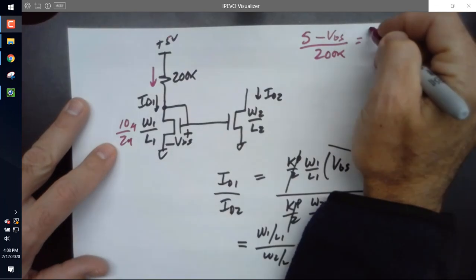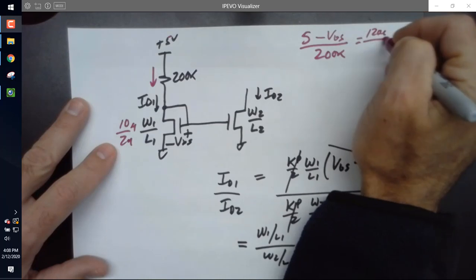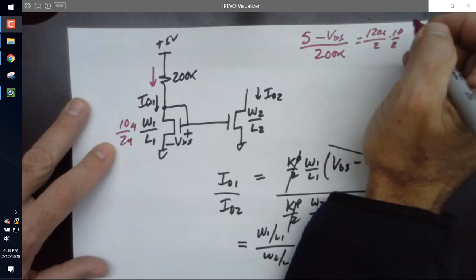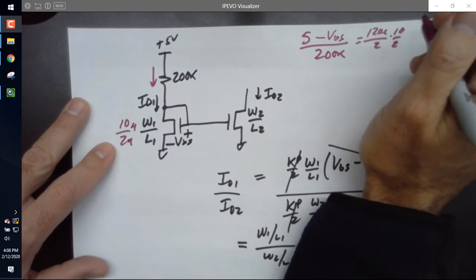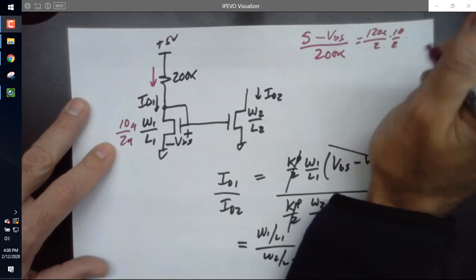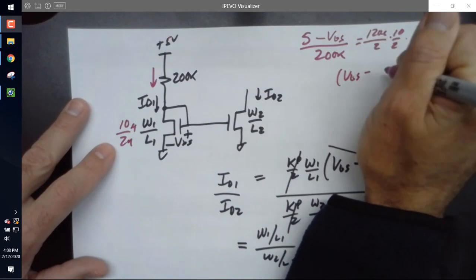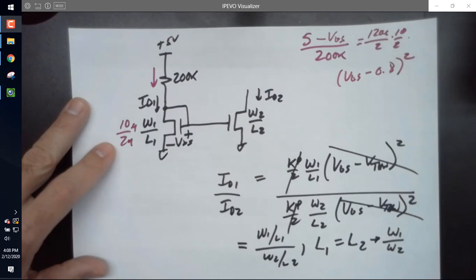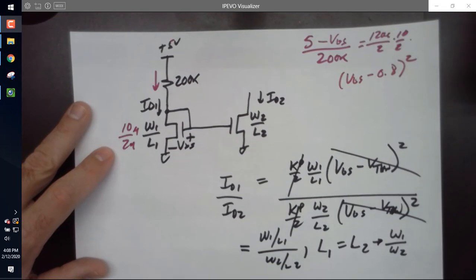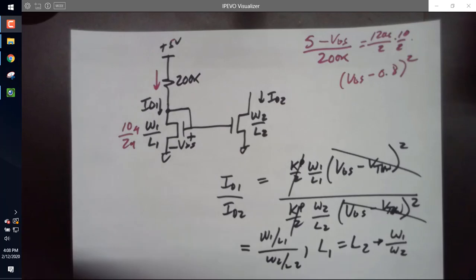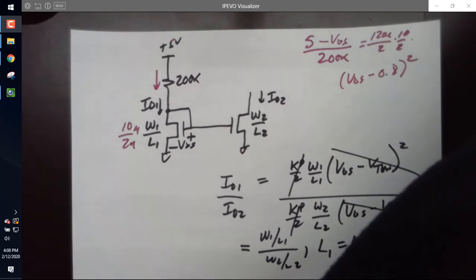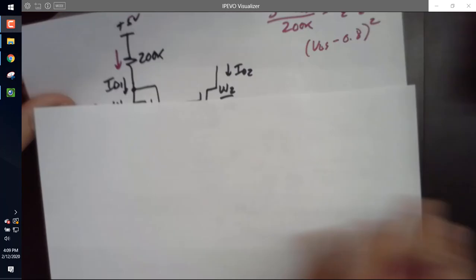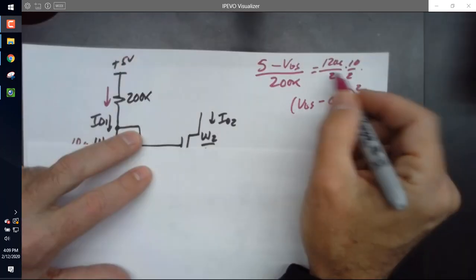Yeah, so I'm going to write 120 micro over 2 times 10 over 2, without the microns, but I want to make sure I put microns in there, times VGS minus 0.8 squared. Looking good? And I'm going to solve this because I don't want you to say I can't solve a quadratic equation. And so I'm going to rewrite this as, what is 120 divided by 4?